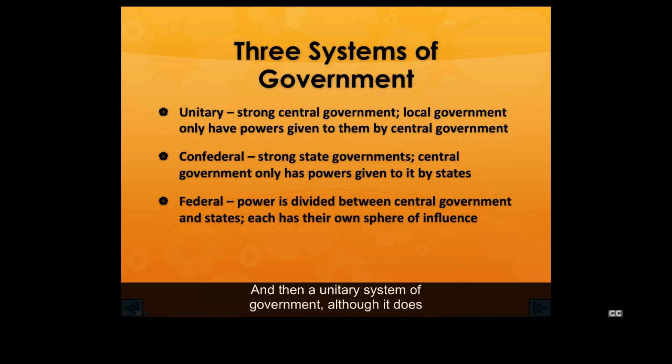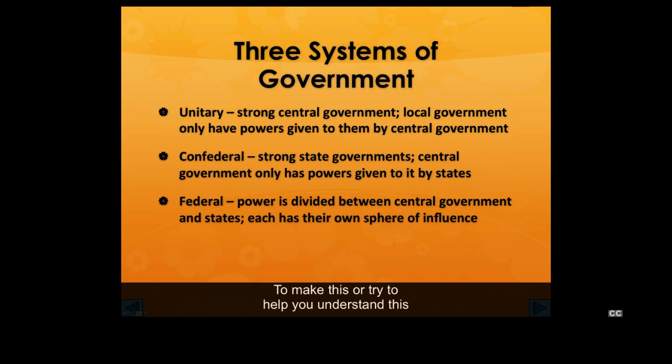And then a unitary system of government, although it does play out between states and local governments, such as in California, it is the relationship between the California state government and local governments, as your California textbook points out. Unitary form of government can be found, for example, in Great Britain. So, again, in Great Britain, there can be local governments, just using that as an example, but all of the power of government is centrally located, and if they want to disperse that power, to have a division of power, they can.